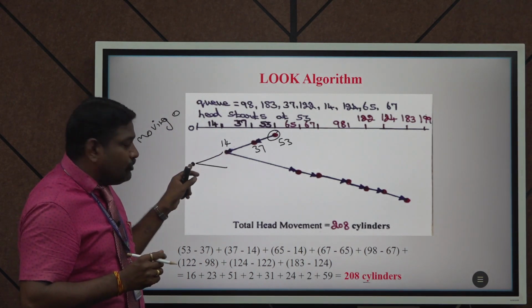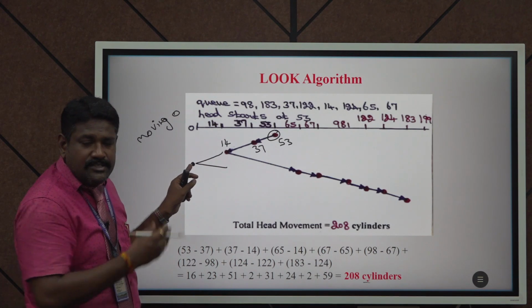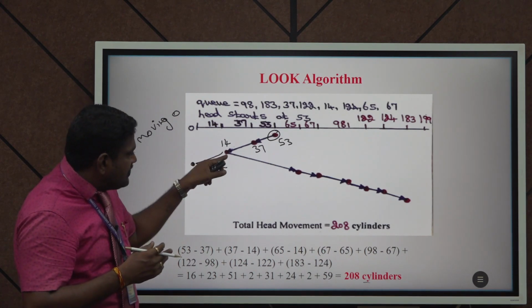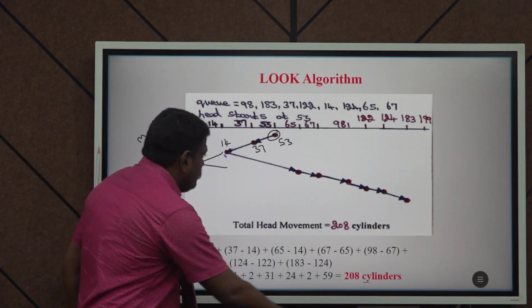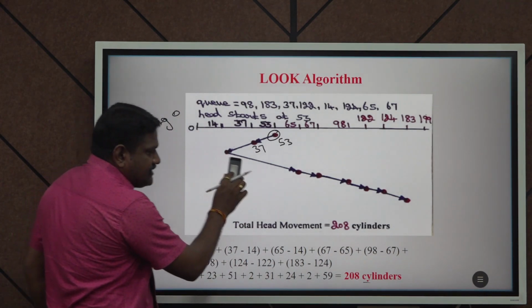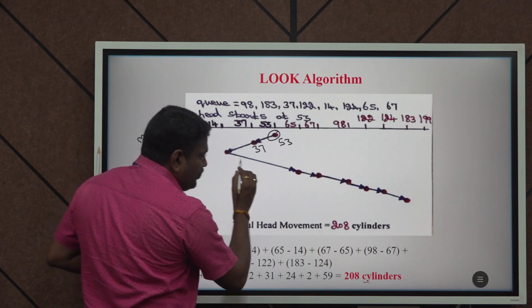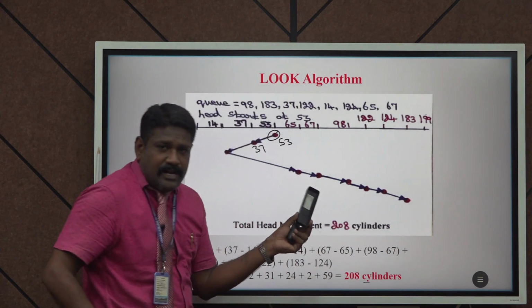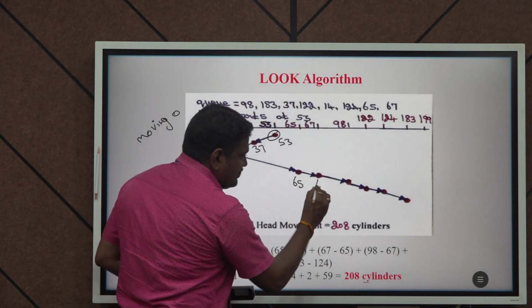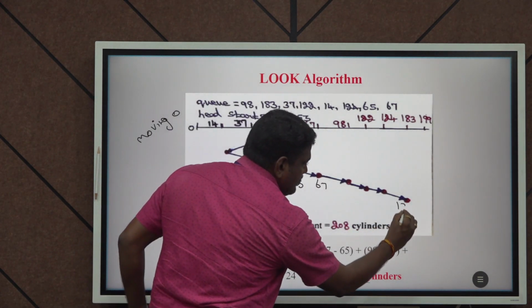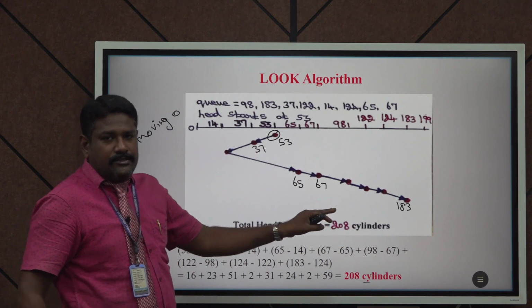We do not need to move to the end value 0. This is the last request on the left hand side direction, so we are stopping with 14. Then automatically the direction will be reversed. While moving towards the right side, we have to process all the requests. The next requests are 65 and 67. Likewise, we process, and the last request is 183.